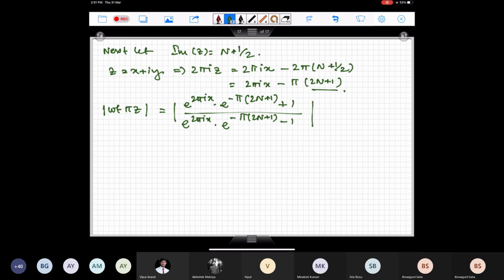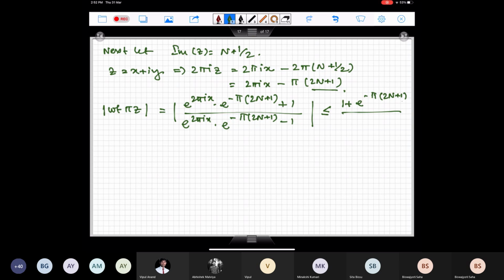Okay, now by triangle inequality, I know that a plus b in absolute value is less than or equal to mod a plus mod b. So if I take mod a plus mod b, this is going to give me 1 plus e to the power minus pi (2n plus 1). Okay, that's good. And in the numerator, I have mod of a minus b. Now you know that mod of a minus b is bigger than or equal to mod of mod a minus mod b. Okay, so this is something which we always know.